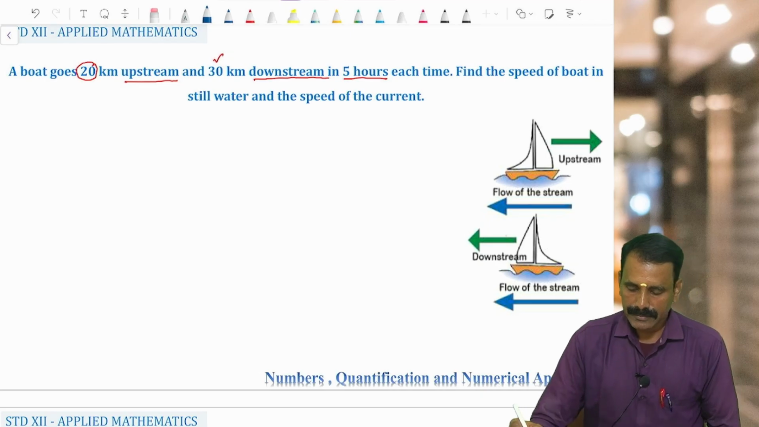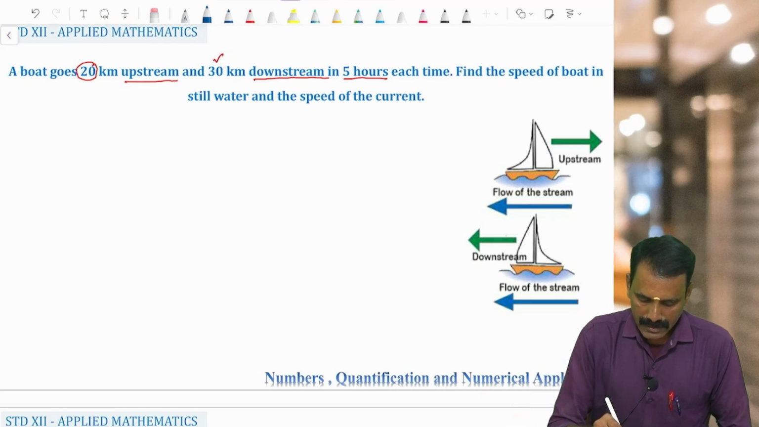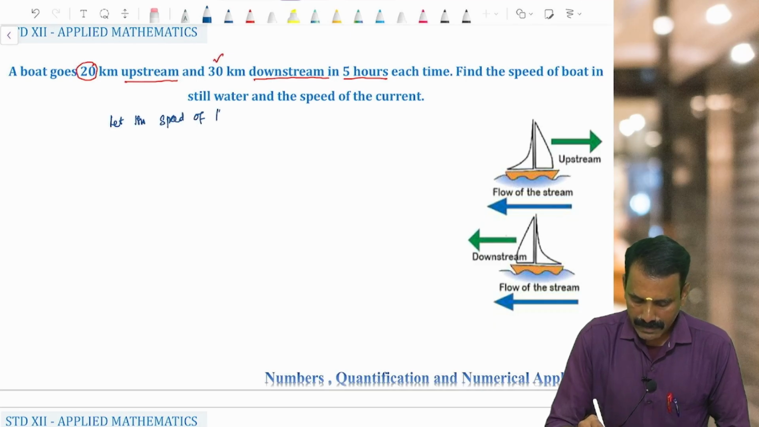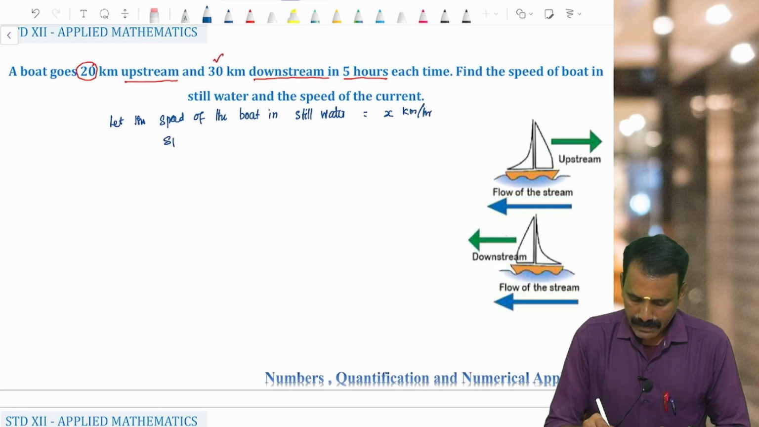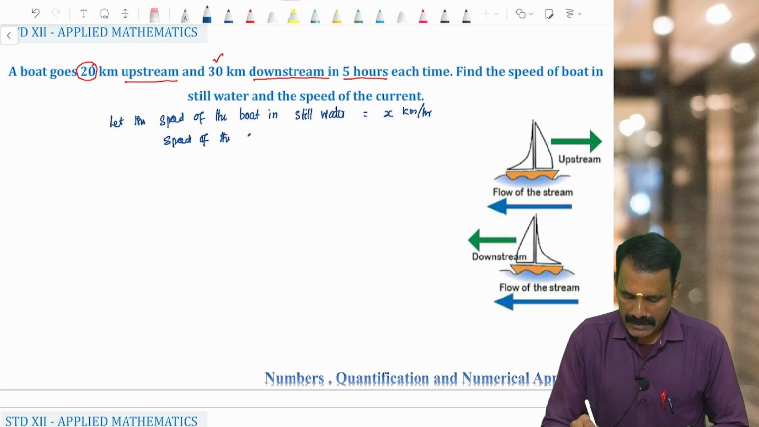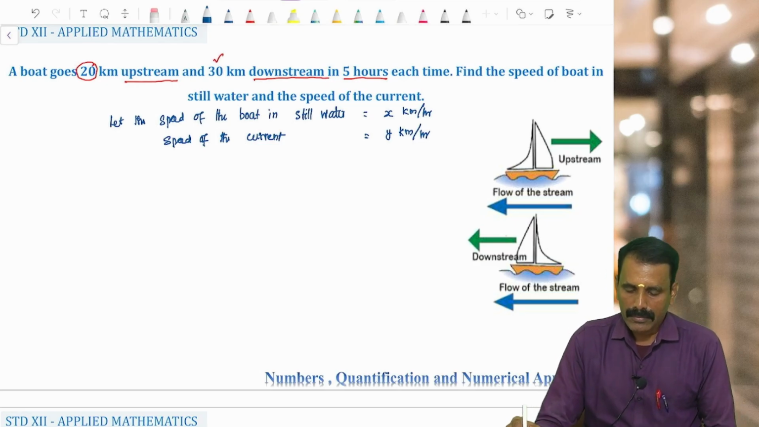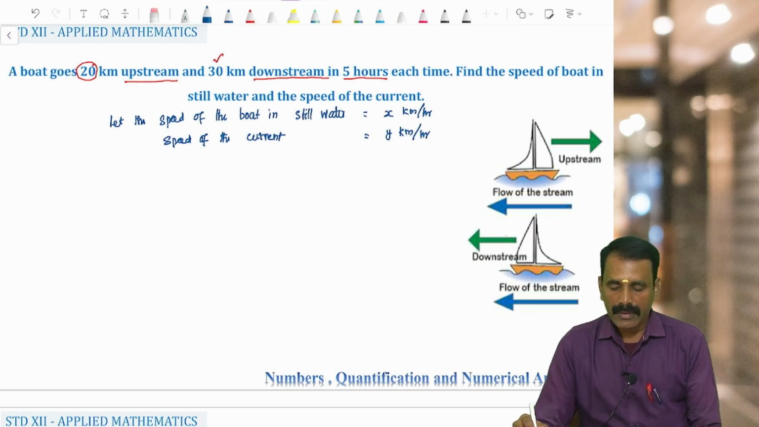So as usual, we take let the speed of the boat in still water be x kilometer per hour, and the speed of the stream, that is current, we take it as y kilometer per hour. We are supposed to find the value for x and y.